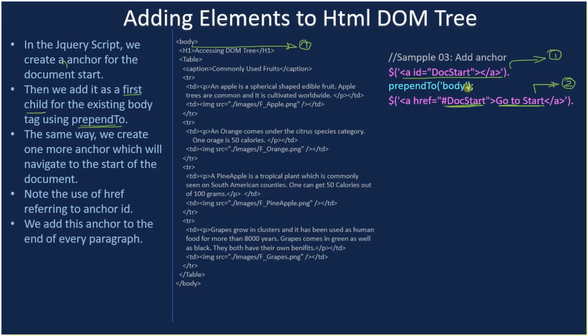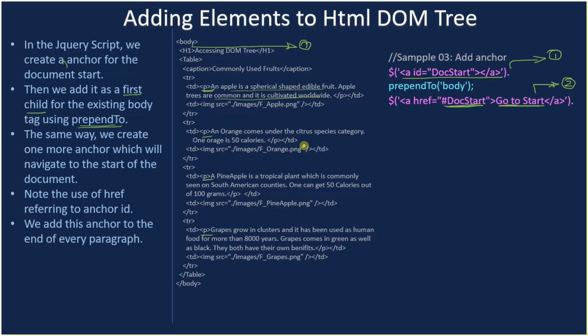We add this anchor to the end of every paragraph. If you see, we have multiple paragraphs, right? This is 1, 2, 3, 4. There are 4 paragraphs, and we want to add it towards the end of the paragraph, right? The paragraph is starting here, it's running, and it is ending here. So after this paragraph tag, before closing the table data, we want to add this hyperlink reference, and we want to do that for all the paragraphs.